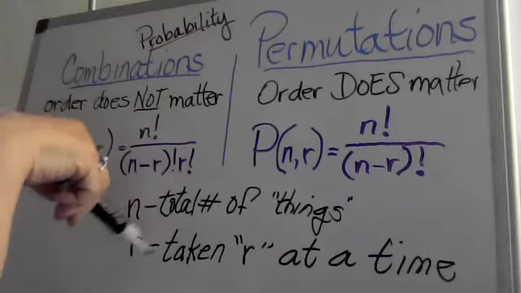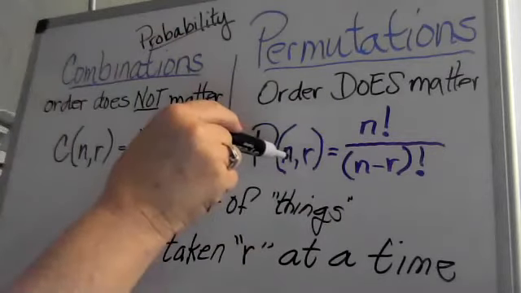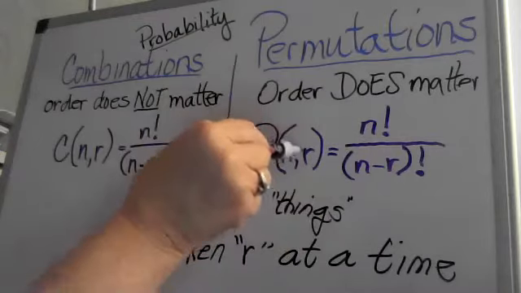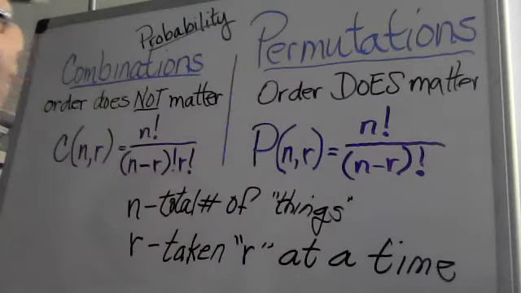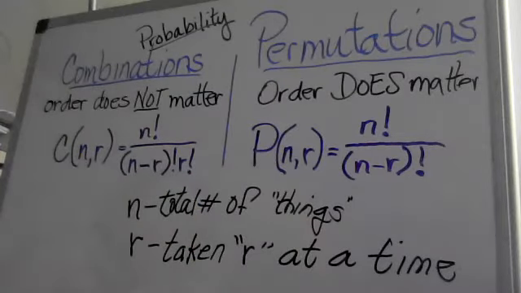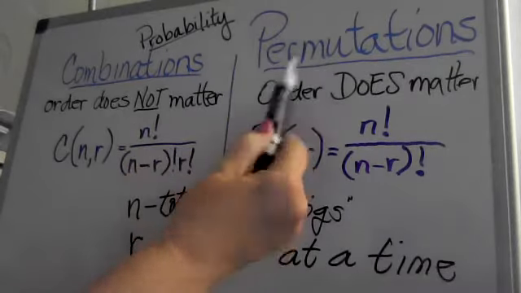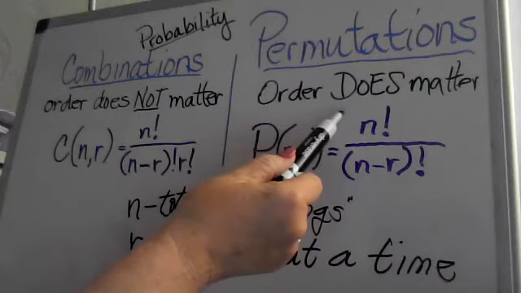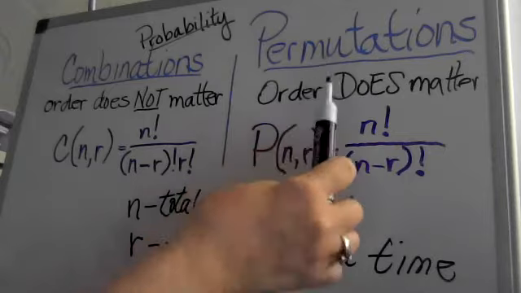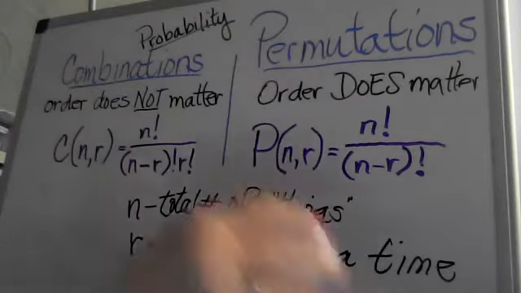Okay, and N and R are going to mean the same thing in both formulas. N is the total number of things we're working with. R are the things that I'm going to use R at a time. I am struggling to say the right words, so we're going to move right into one of the problems. Now, when you have permutations, this is like, nope, I'm just going to do an example.